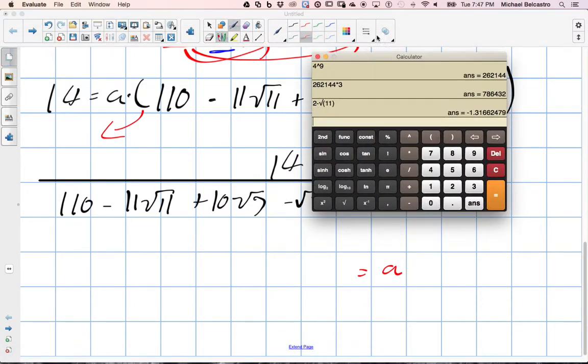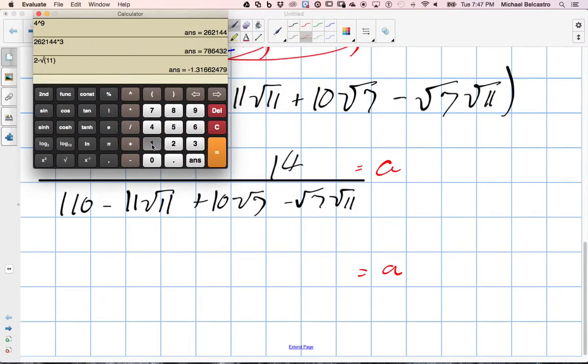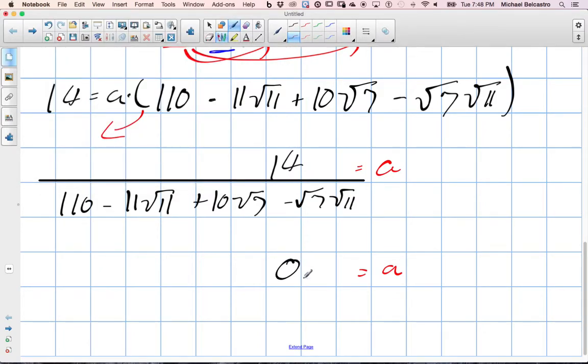I'll see if I can do it quickly here on one line. So we have the number 14 divided by, we need some brackets, 110 minus 11 times root 11, okay, plus 10 times root 7 minus root 7 times root 11. I know the computing part is a little tedious. And we get some value, and the number is roughly 0.15. Okay, so your A value is 0.15.